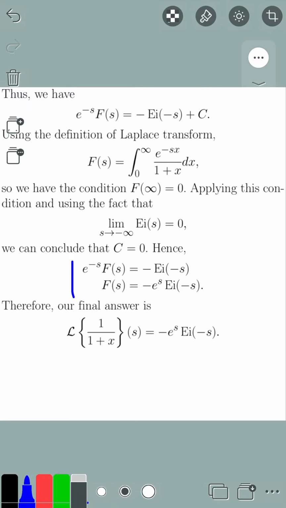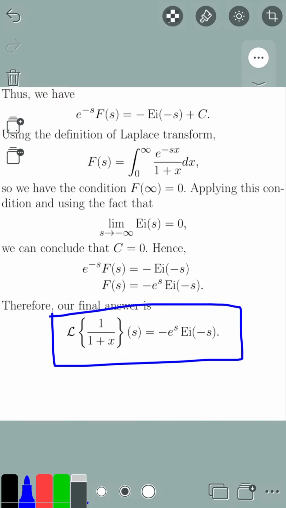So this is what we get. e to the negative s times f of s is equal to the negative of Ei of negative s. And so multiplying e to the s to both sides, we get f of s is equal to the negative of e to the power of s times Ei of negative s. So f of s right here is the Laplace transform of 1 over 1 plus x. Here's our final answer for the Laplace transform of 1 over 1 plus x: it is the negative of e to the s times Ei of negative s.